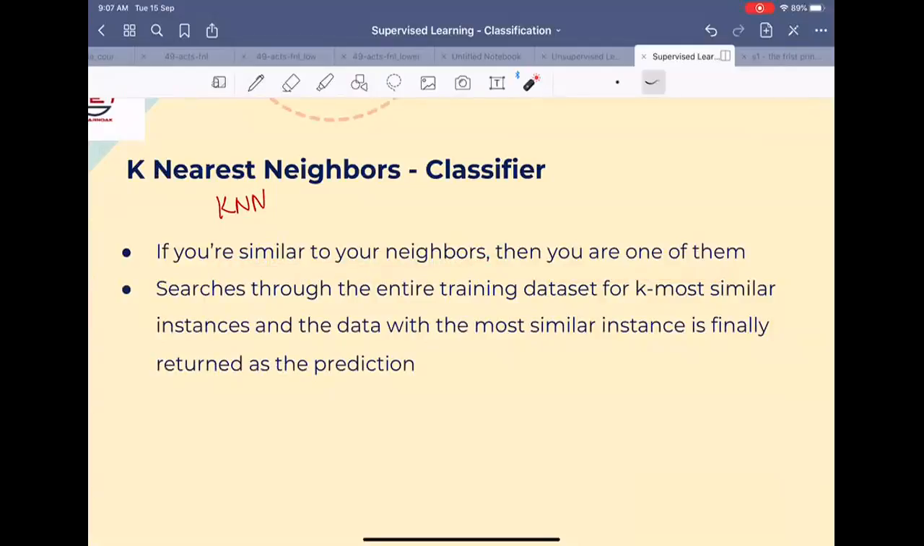What this basically means is data points that are similar to each other are generally within the same location. When I say location, we're talking about the distance between the different points. The distance between points is less if they have the same class. This algorithm searches through the entire training data set for the k most similar instances, and the class of the most similar instances is finally returned as a prediction.